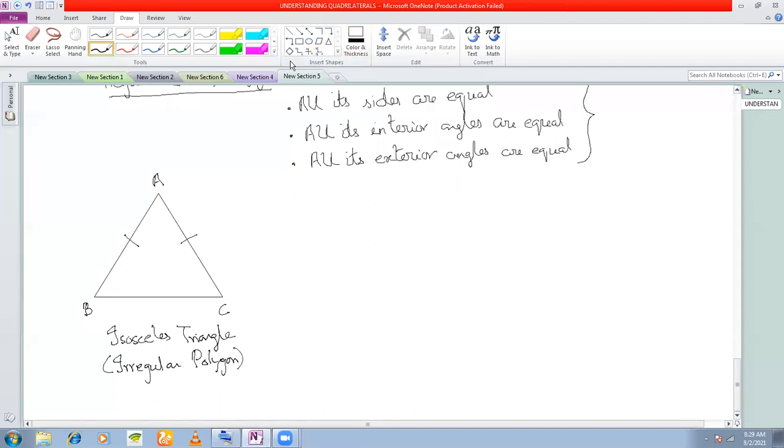Let us consider an equilateral triangle. Is it a regular or irregular polygon? Regular. It is a regular polygon.